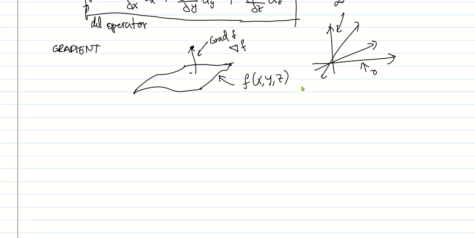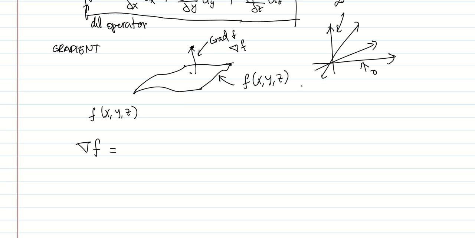How do we evaluate a gradient? If we have a scalar field f of x, y, z, so this is not a vector, and we want to determine the gradient of this, we just take the product of these two.